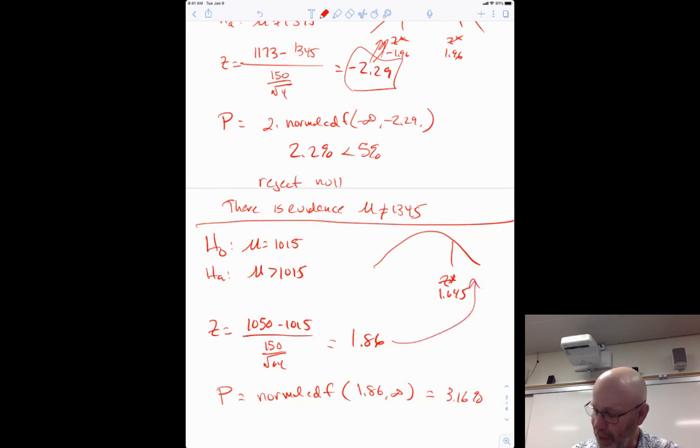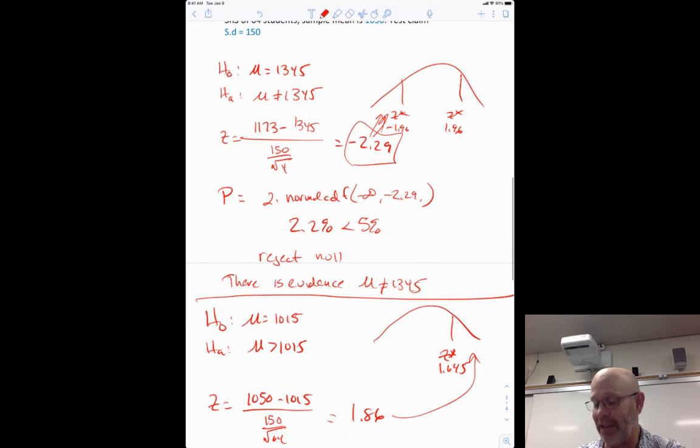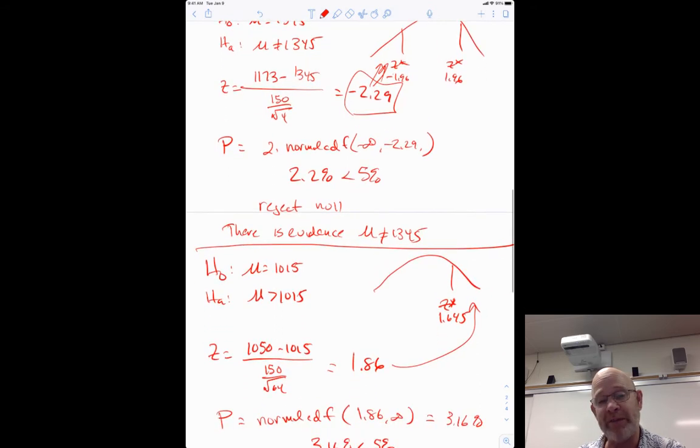3.16%. In the rejection region, 3.16 is less than 5%. In the rejection region. I'm going to stop writing right now and go to the next example. We're going to reject the null hypothesis. We're going to say there is evidence that the mean is greater than 1,015.